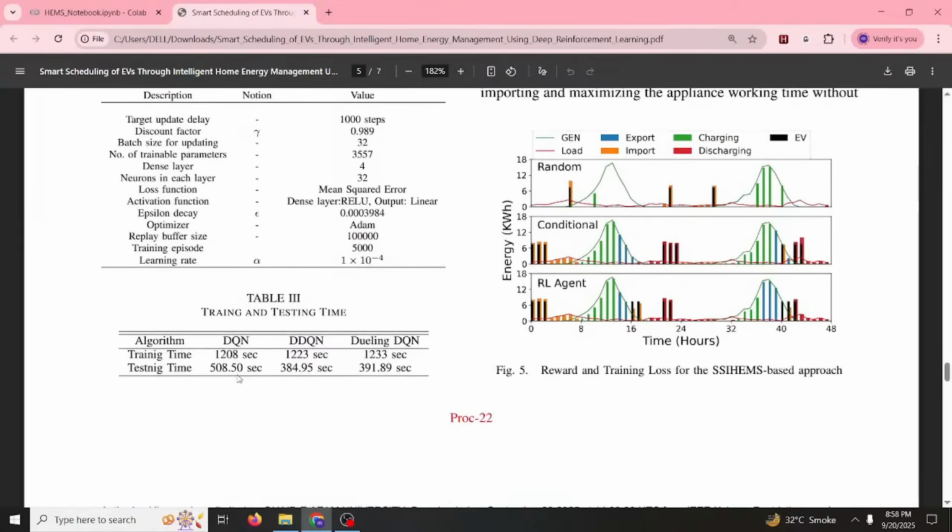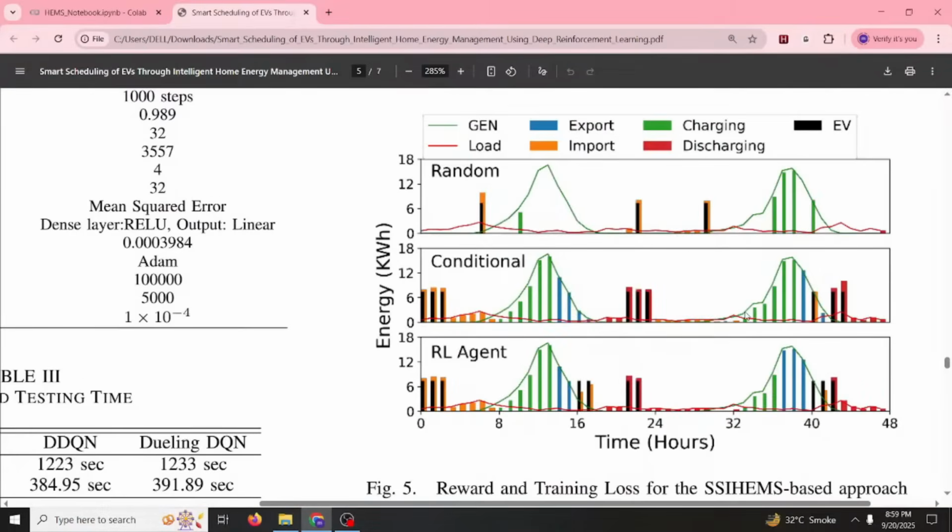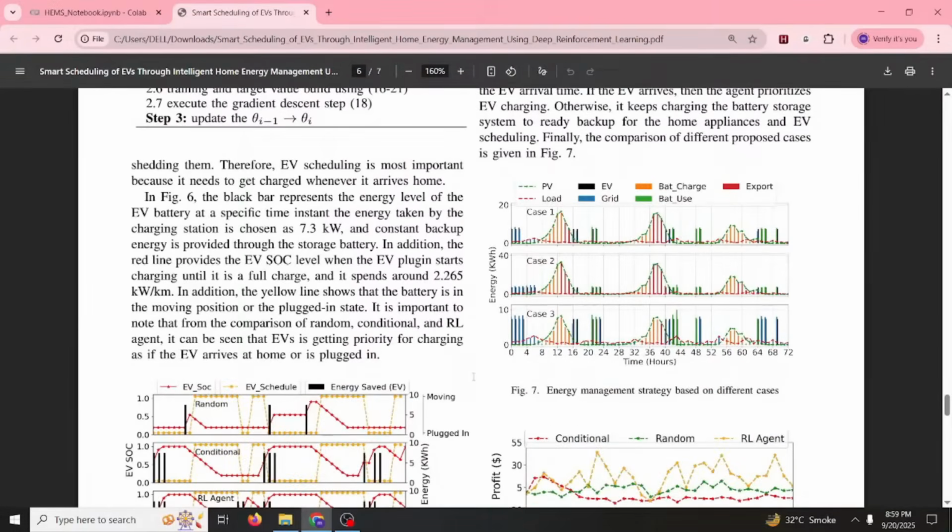Again, just for the electric vehicles, let me answer a few of your questions first. Basically we are seeing these things here: generation, load, export, import, charging and discharging. All these things are being seen simultaneously. We are comparing some random decision making, some conditional decision making, and RL agent based decision making. Then we have different case studies in it, in which we are using different amounts of energy in the solar panel and as a load.